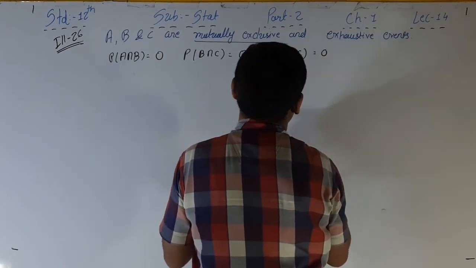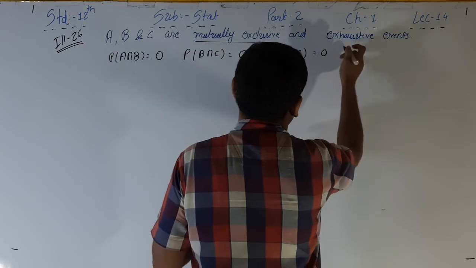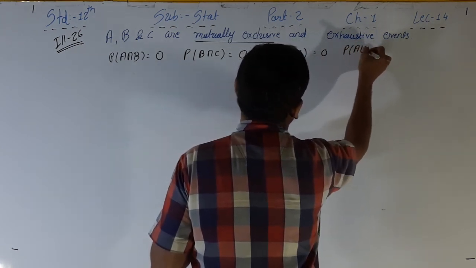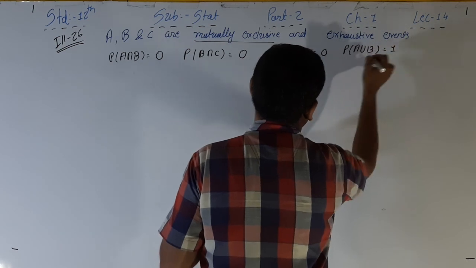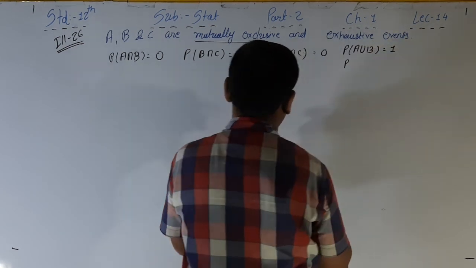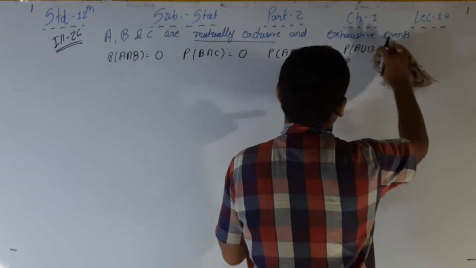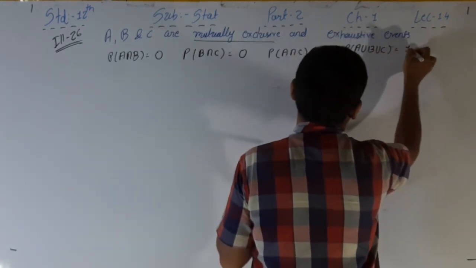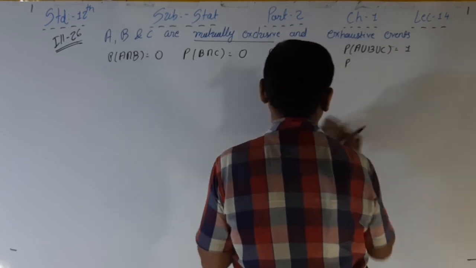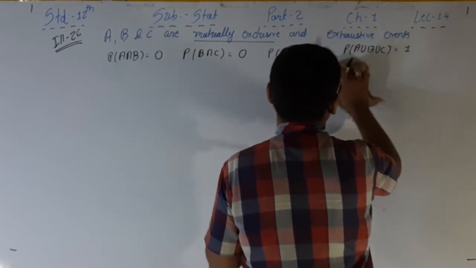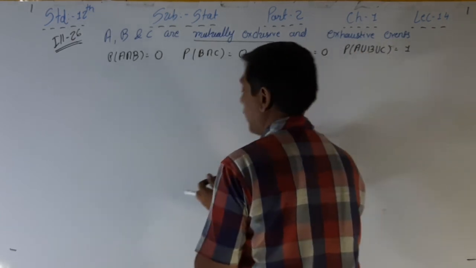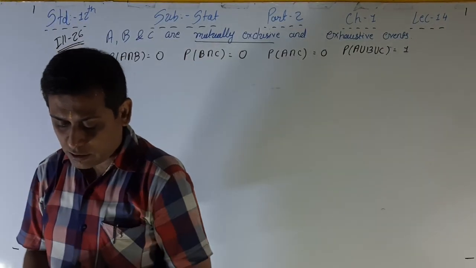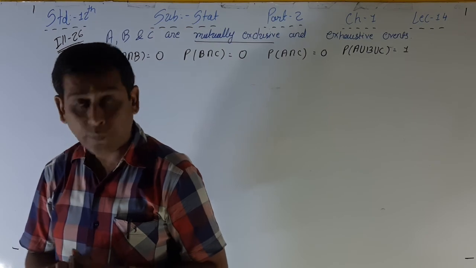And for mutually exhaustive events, what is the formula? Union is equal to 1, right? Okay, so here P of A union B union C is equal to 1, right?